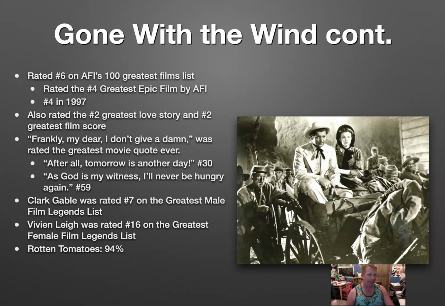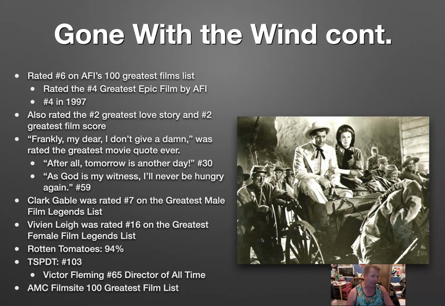Rotten Tomatoes gives it a 94%. On They Shoot Pictures, Don't They? it's 103. Victor Fleming is the 65th greatest director of all time. It is on the AMC Film Site list. It's on the Entertainment Weekly list. And it's 157 on IMDb's top 250 with an average rating of 8.2. I apologize, I don't have the British ratings on here for Sight and Sound magazine.